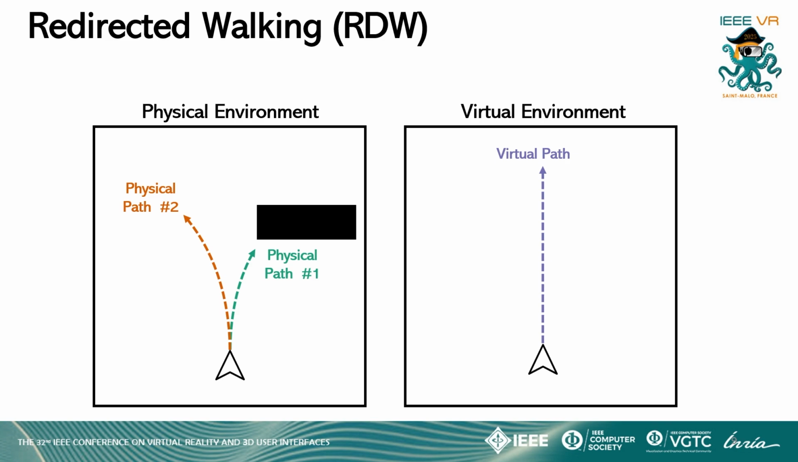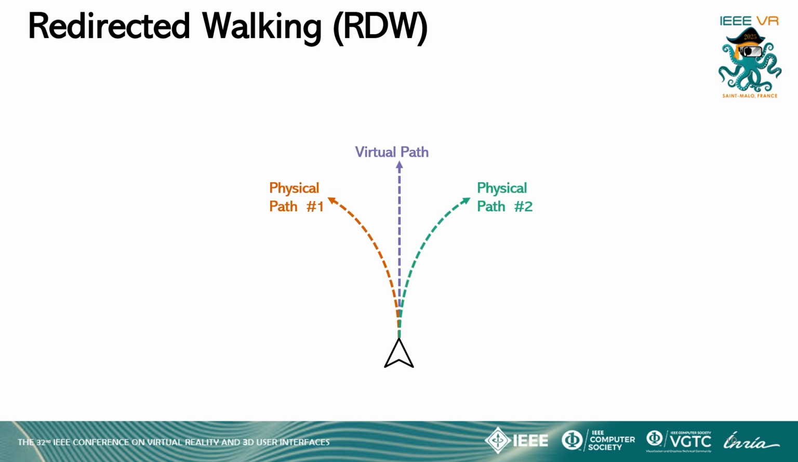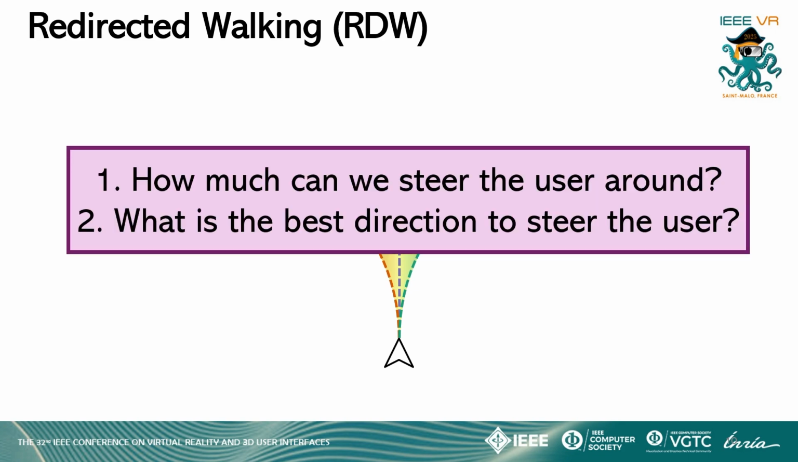However, that example is an oversimplification. For any given virtual path, there are an infinite number of physical paths we can steer the user on, which is determined by the speed of the virtual world rotations. Thus, there are two main questions in redirected walking research. How much can we steer the user around for a given path, and which is the optimal direction to steer the user? In this work, we focus on the first question.